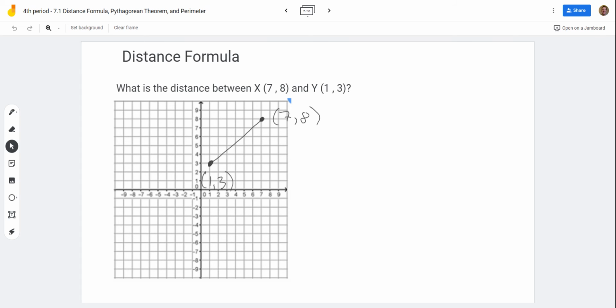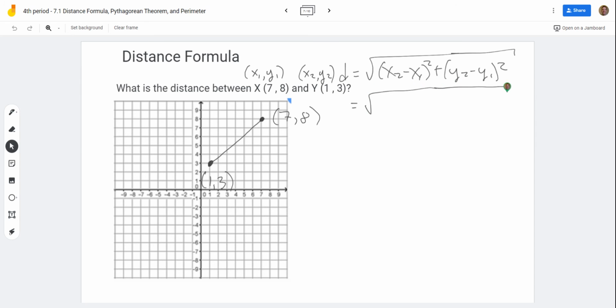Okay, so what the distance formula wants us to do is to go x2 minus x1 squared plus y2 minus y1 squared. And so x1 and x2 are talking about the first x coordinate and the second x coordinate, and this is the first y coordinate, this is the second y coordinate. That's what this is talking about. And so it wants us to go x2 minus x1. So x2 would be 1, right? And then x1 would be 7. And then it wants us to square that. Plus, we're going to go y2 minus y1. So we're going to do 3 minus 8 squared.